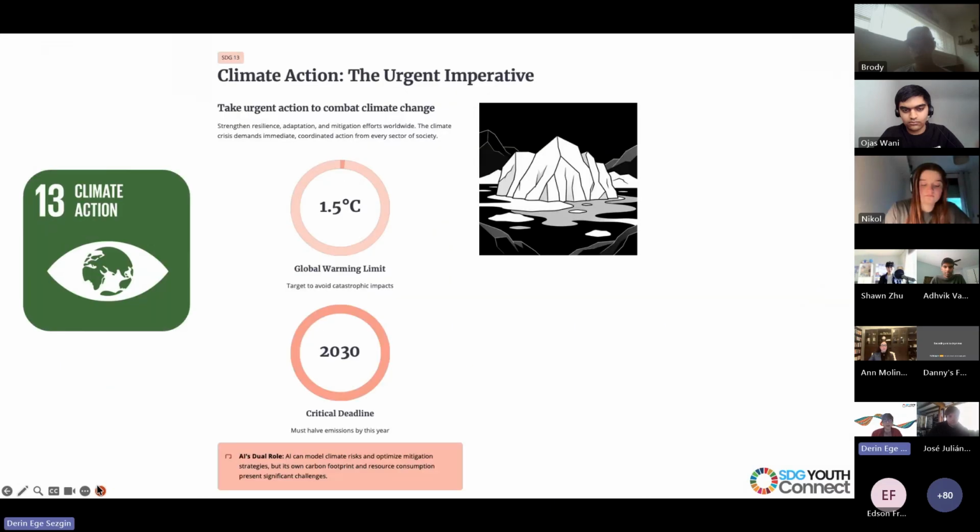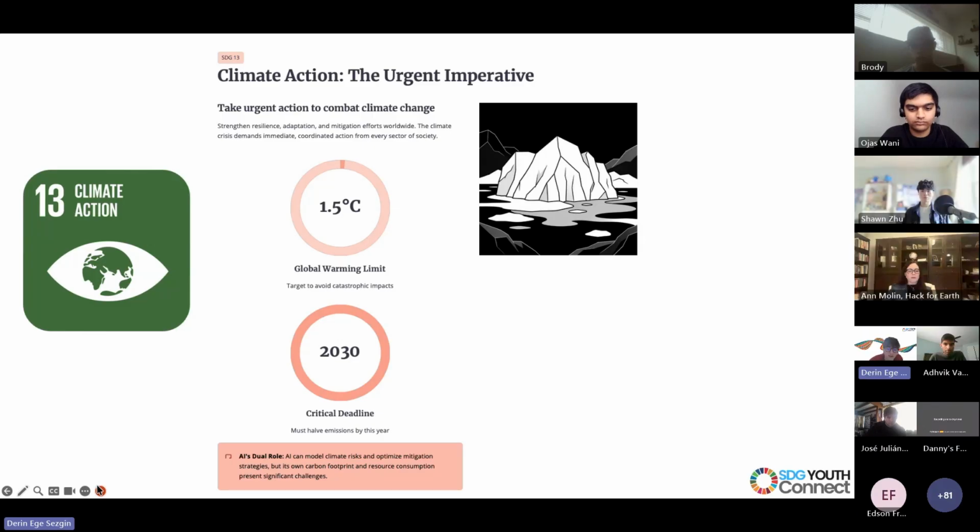Now, SDG 13. This is one we've heard a lot recently. Climate action is very urgent. We must take urgent action to combat climate change, and we must strengthen resilience, adaptation, and mitigation efforts worldwide. The climate crisis demands immediate coordinated action from every sector of society, from academia, from scientists, from civil society, from the private sector, and from governments and international governmental organizations like the United Nations.